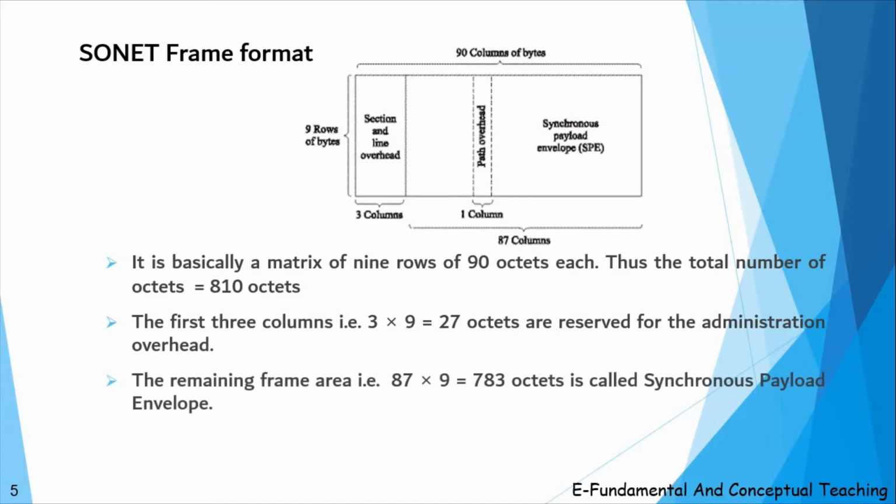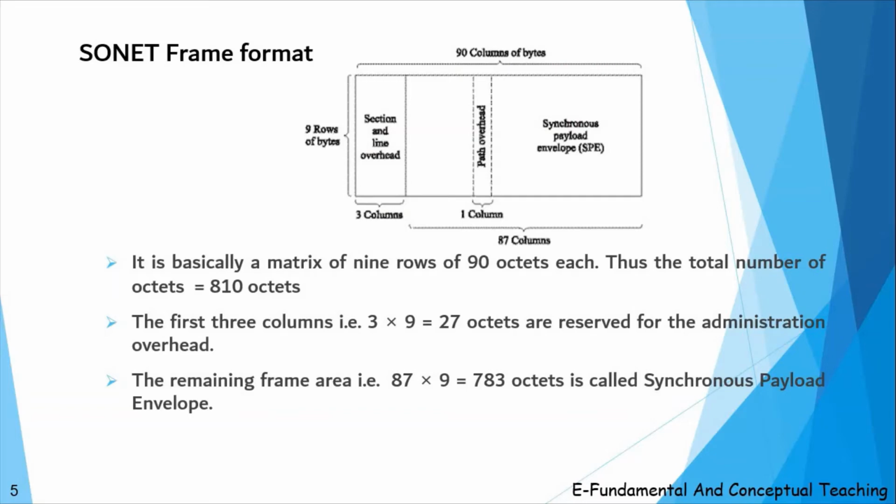The remaining frame area, that is 87 x 9 = 783 octets, is called the synchronous payload envelope, SPE. The SPE is made of transmission overhead and user data. The administration overhead section is divided into 2 subsections, namely section overhead and line overhead.